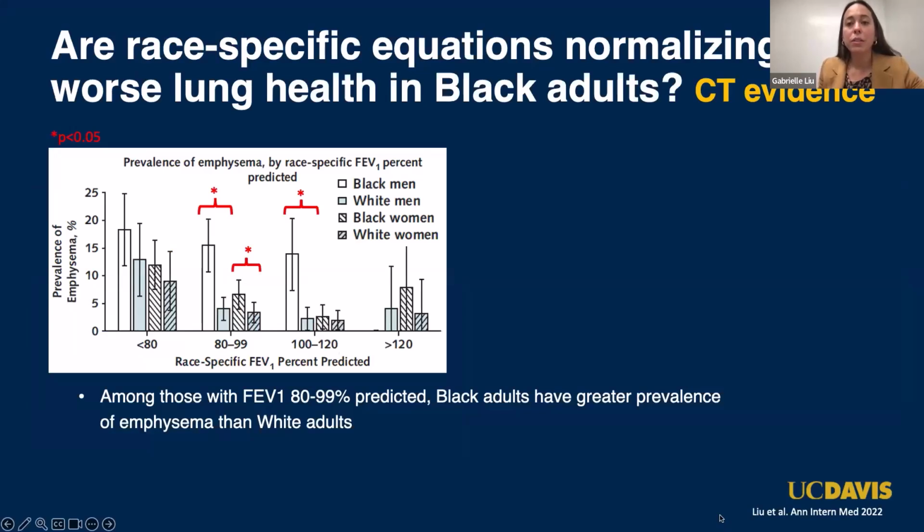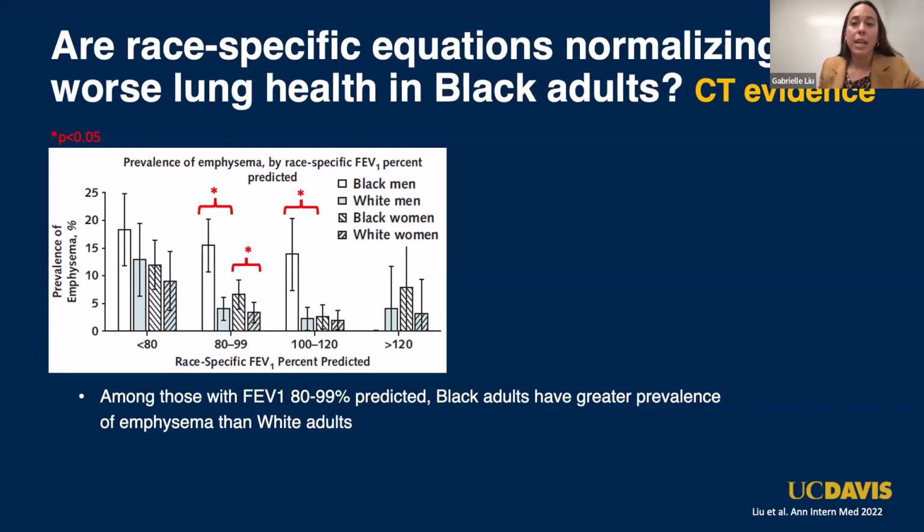So our group tried to answer this question of whether or not race-specific equations are actually normalizing worse lung health in Black adults by examining CT evidence of, specifically emphysema, CT evidence of impaired lung health in the CARDIA cohort. So what we did in this study was that we stratified the cohort by race-specific FEV1% predicted, and then we examined the prevalence of emphysema, comparing it by race and by gender.